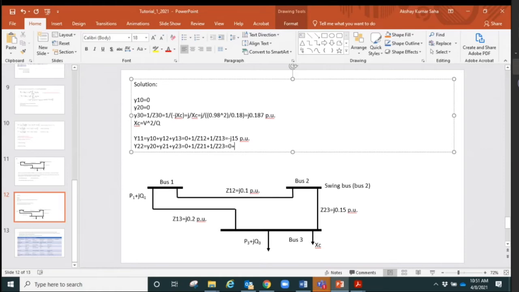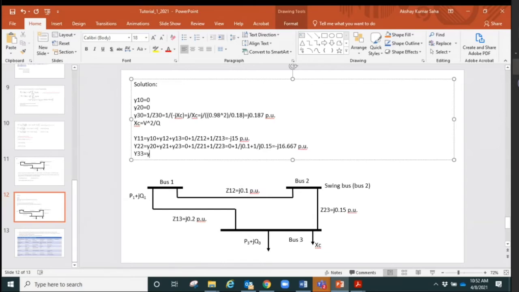It will be equal to 0 plus 1 over j0.1. z12 is 0.1, and then plus, yes, minus 16.667. That's like a j0.1 plus 1 over j0.15 will give you minus j16.667 per unit. You must always write the unit along with the answer that you got all the time. So we can now come to y33.